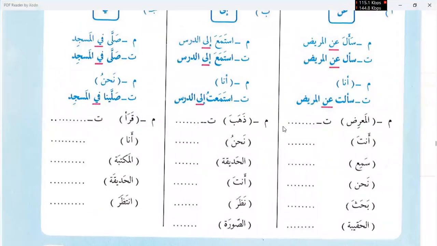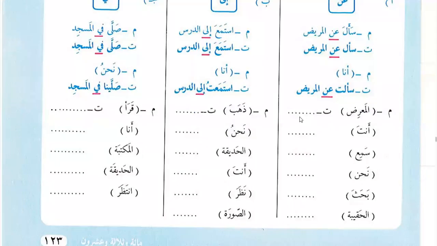Okay, so the first student is Ms. Mishka. What is the first sentence here? Sa'altu anil maridi. Okay. So what is the difference between these two? Marid and maridi? Marid means patient. Maridi means show, display, exhibition. Okay. Display, exhibition. Next.